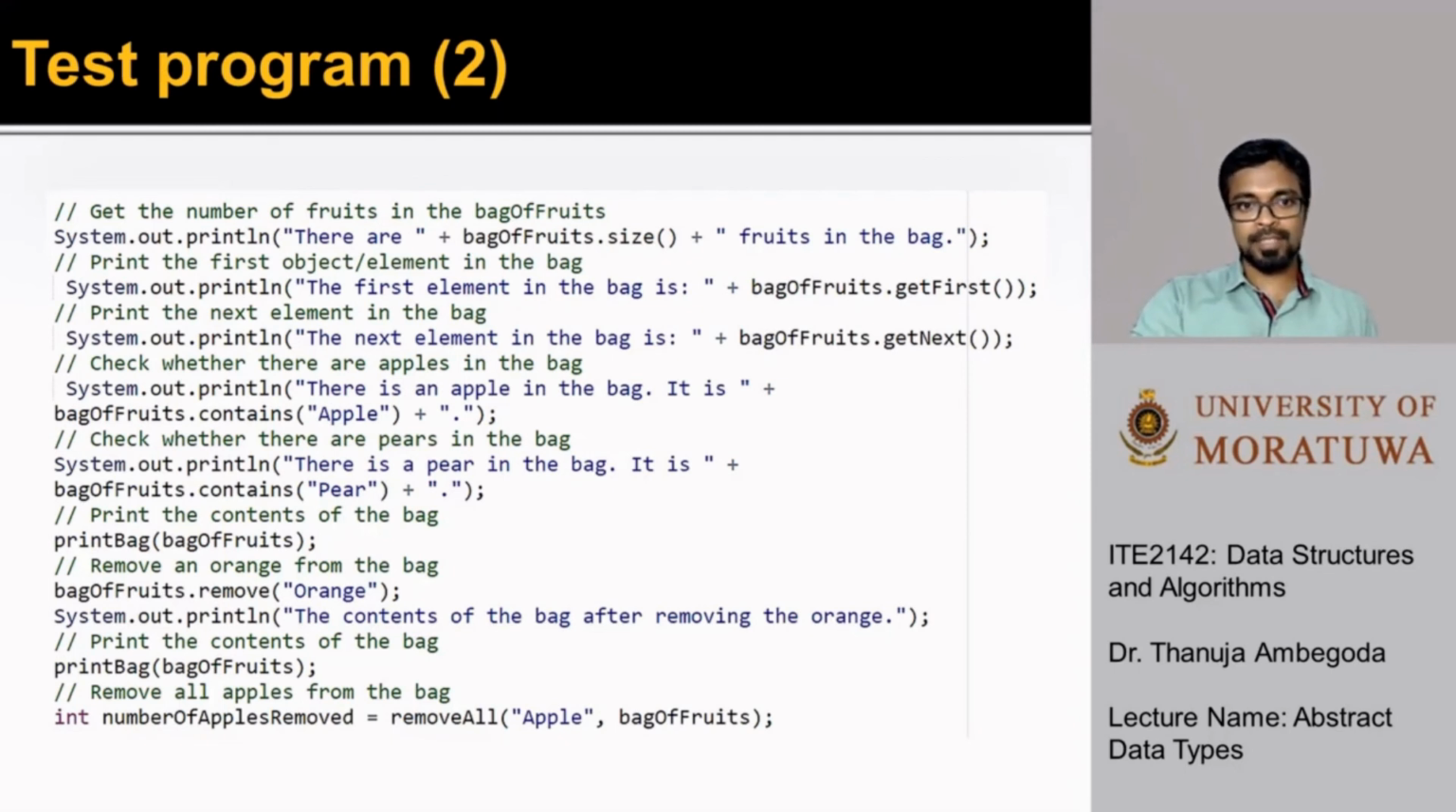You could print the contents of the bag using the printBag method. You could remove all the apples from the bag, removeAll. Previously, when we implemented the remove method, it only removes just one. And here we have a new method called removeAll. There are a couple of methods, including removeAll and printBag, that have to be implemented as part of this class.